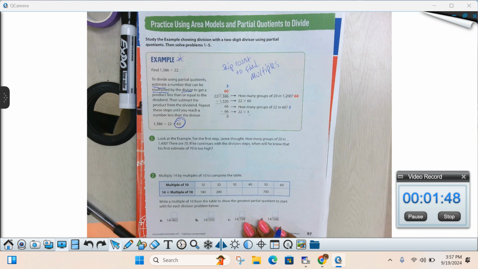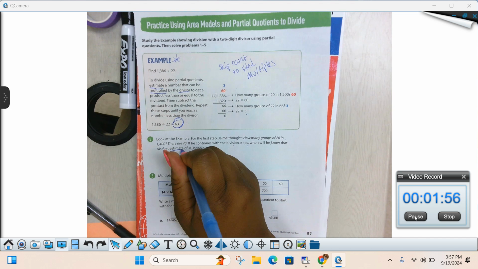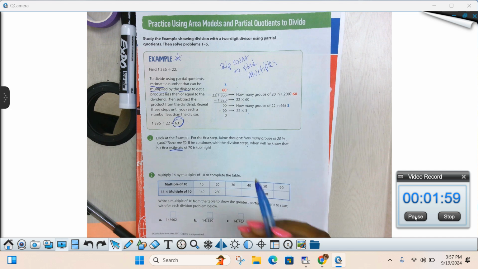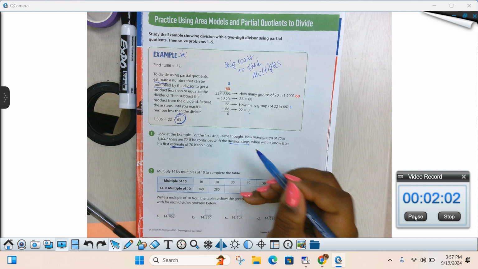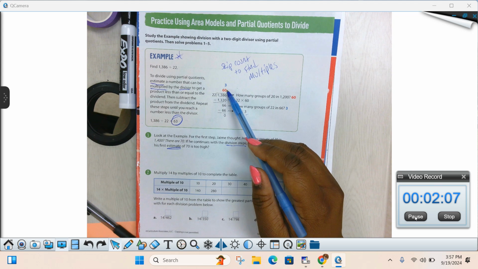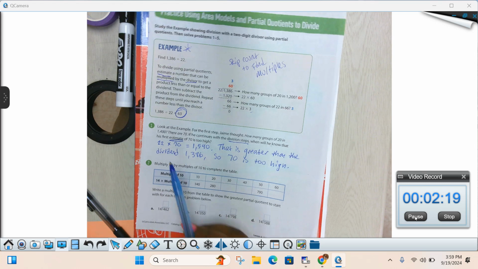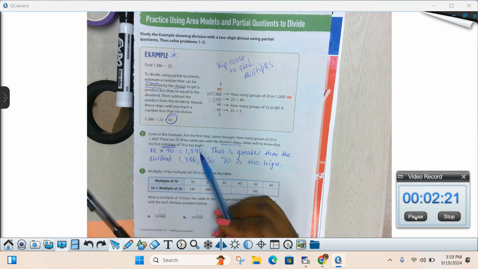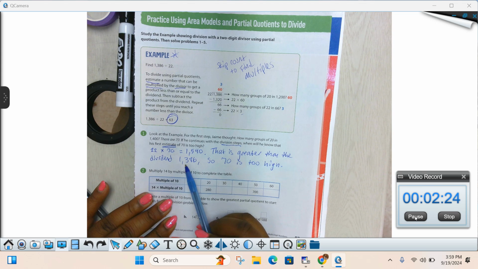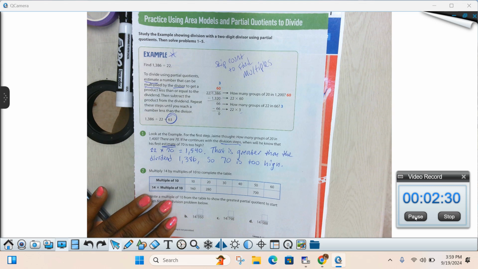That's a great point. So, is this problem asking me to solve or write a sentence? Looks like it wants me to estimate and write a sentence. If he continues with the division steps, when will he know that his first estimate of 70 is too high? Well, our answer is 60. The first number we should use is 60. If he went with 70, that would be 22 times 70. He gets 1,540. That is greater than the dividend, 1,386. So 70 is too high.